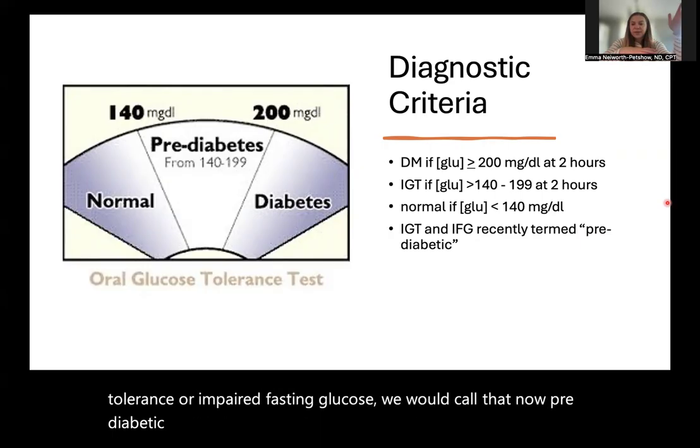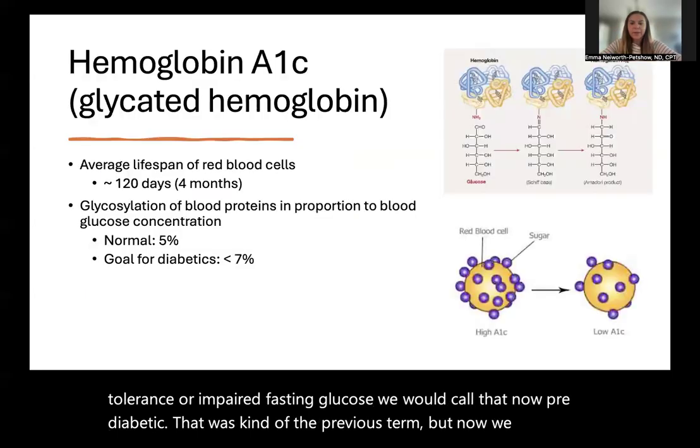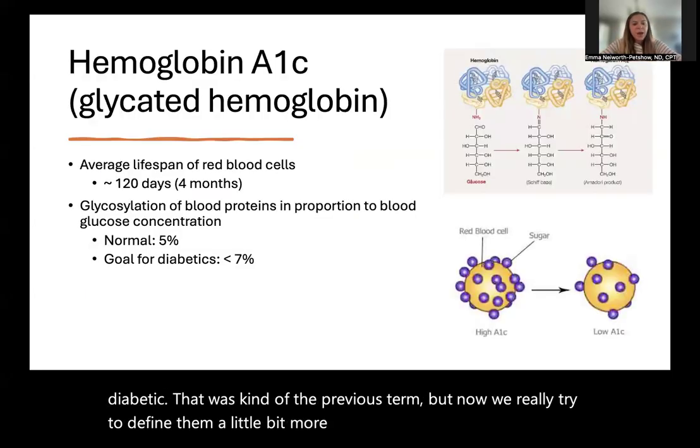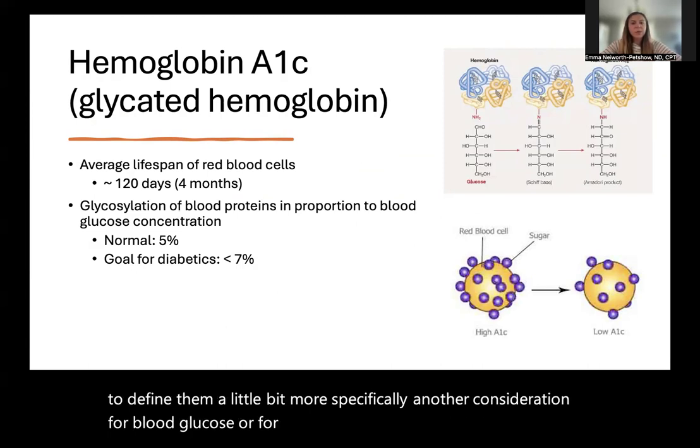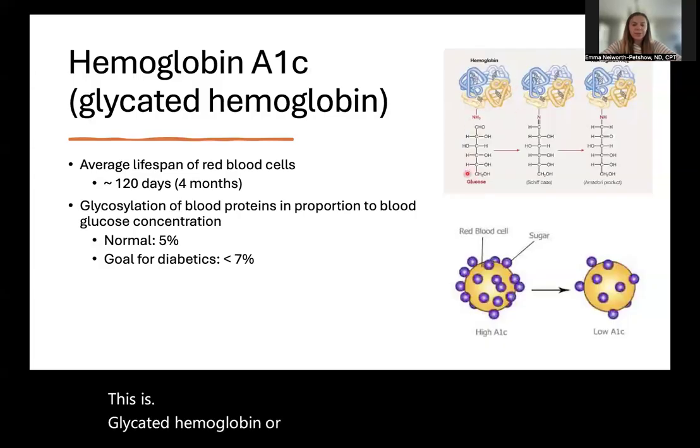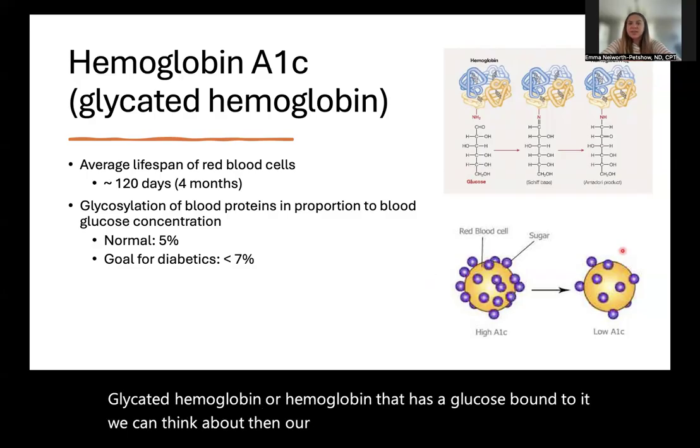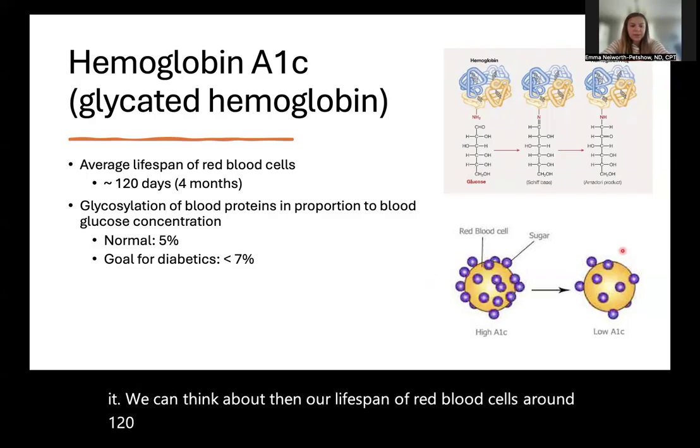That was kind of the previous term, but now we really try to define them a little bit more specifically. Another consideration for blood glucose or for diabetes screening is the hemoglobin A1C. This is glycated hemoglobin, or hemoglobin that has a glucose bound to it. We can think about then our lifespan of red blood cells, around 120 days or 4 months.